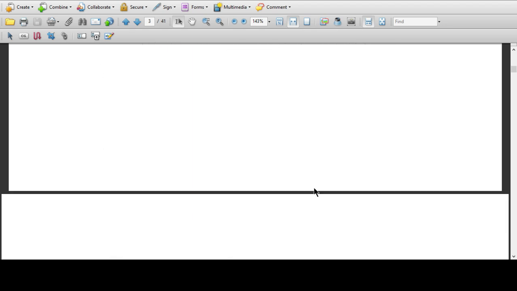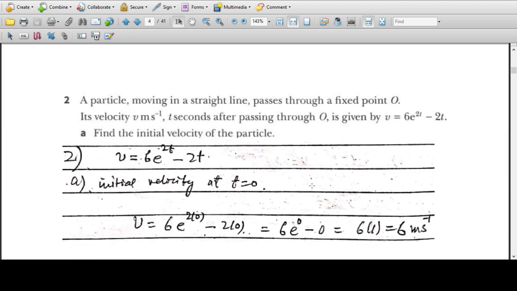Now move on to question number 2. Here we have a particle moving in a straight line passes through a fixed point O, and its velocity v meters per second, t seconds after passing through origin, is given by v is equal to 6 e power 2t minus 2t. Find the initial velocity of the particle.